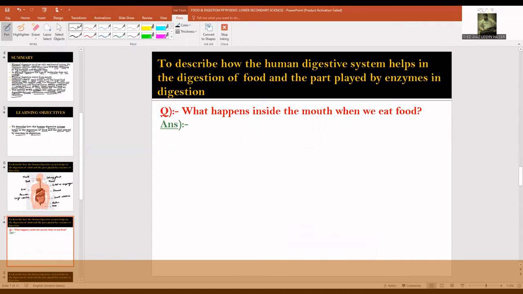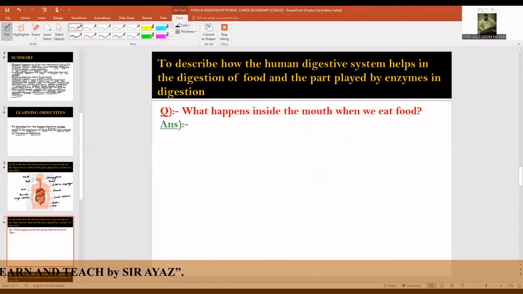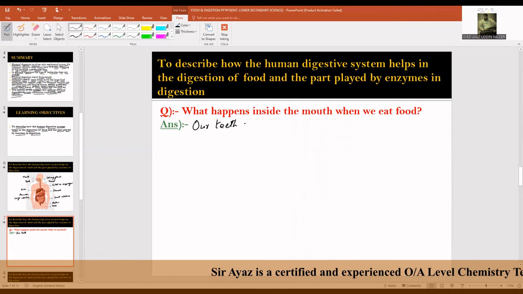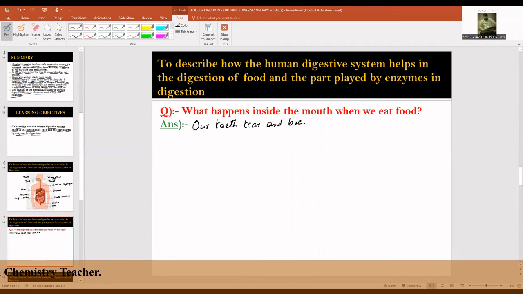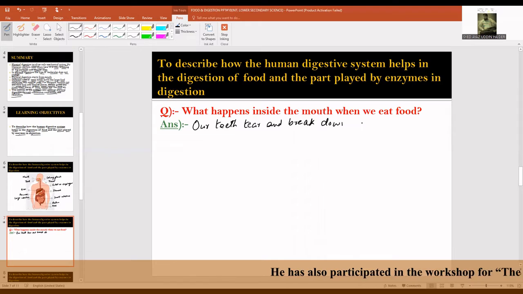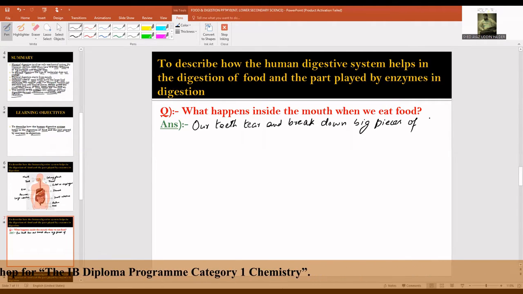What happens inside the mouth when we eat food? Two processes are happening in our mouth. Our teeth tear and break down big pieces of food into smaller ones.